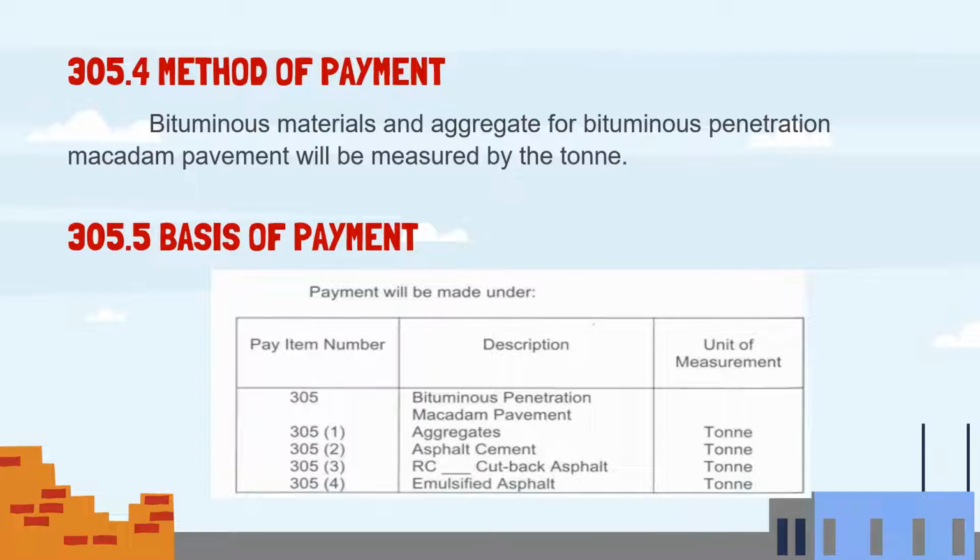Price and payment shall be full compensation for furnishing and placing all materials and for all labor, equipment, tools, and incidentals necessary to complete this item. So the method and basis of payment is measured by the ton, based on the tons of bituminous material and aggregate used and accepted in the complete work. Next.